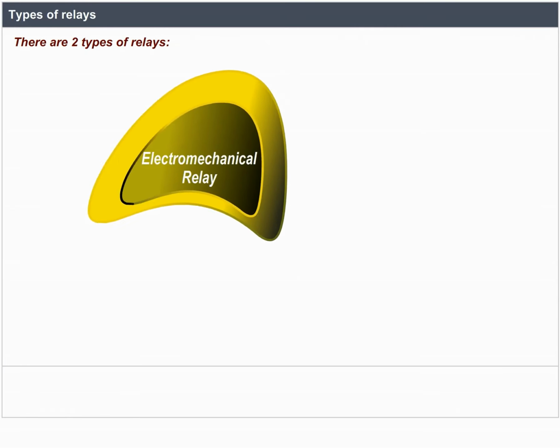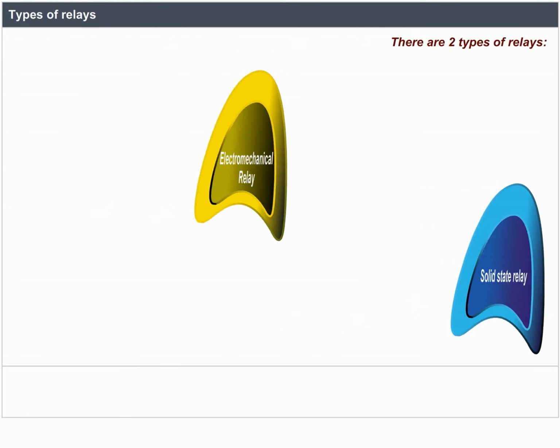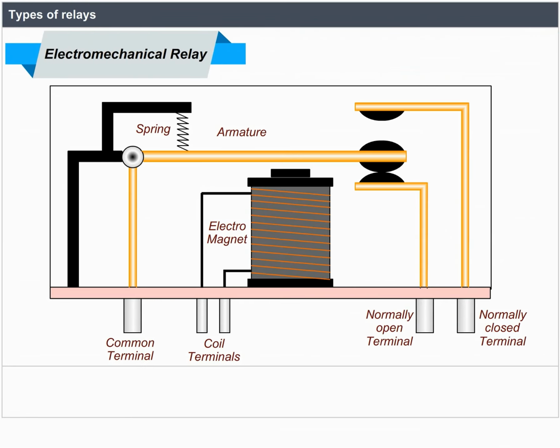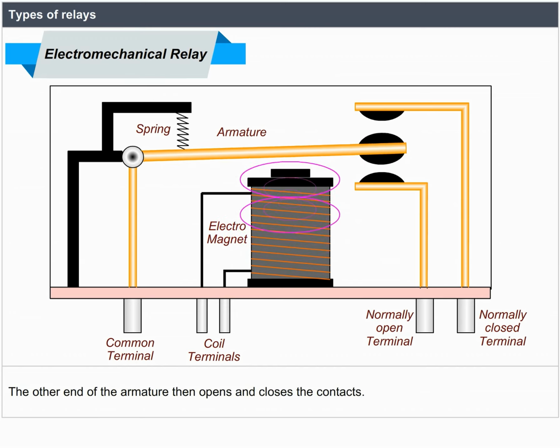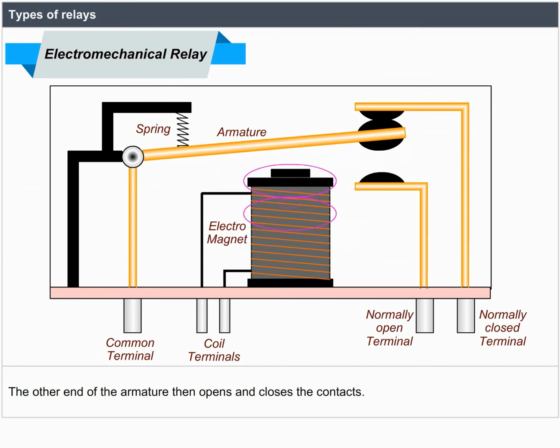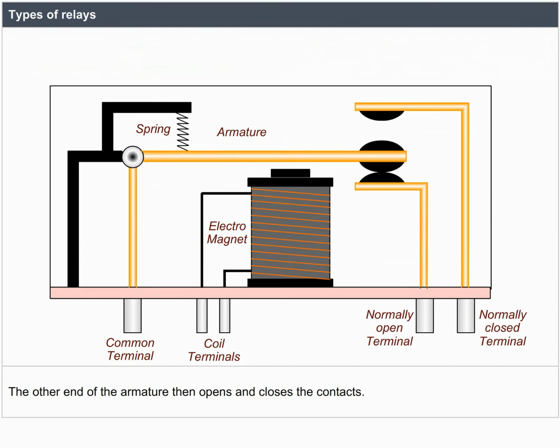Types of relays. There are two types of relays. Electromechanical relay. In an electromechanical relay, contacts are opened and closed by a magnetic force. When the coil is energized by AC or DC current, it creates a magnetic field. The magnetic coil attracts the ferrous plate of the armature. The other end of the armature then opens and closes the contacts.